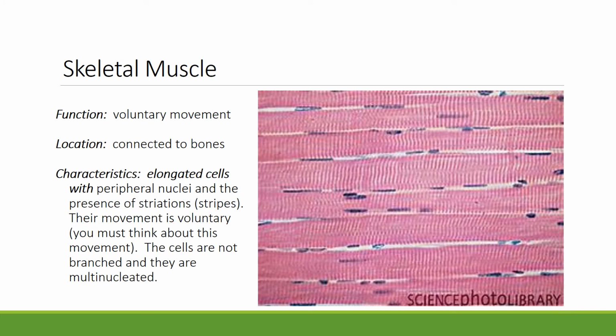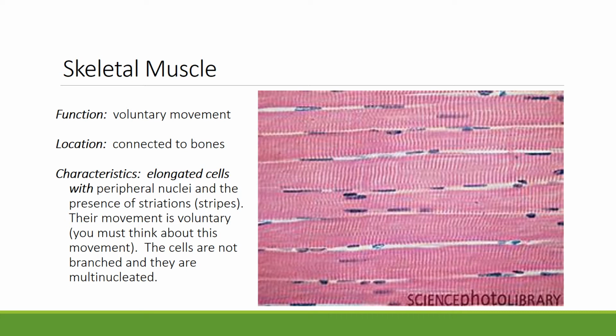Skeletal muscle is the muscle that's connected to bones. That's why it's named skeletal muscle. And its primary function is voluntary movement. That means you can think about it and make it move. Skeletal muscle has a number of characteristics that distinguish it from the other two muscle types.